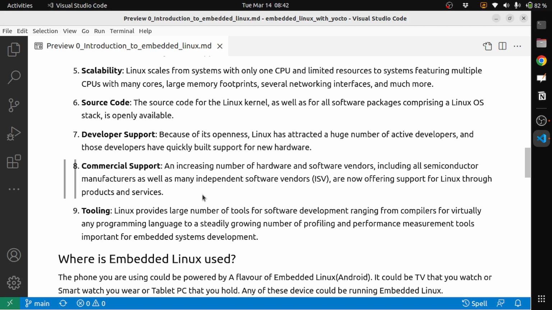Commercial support: an increasing number of hardware and software vendors, including all semiconductor manufacturers as well as many independent software vendors, are now offering support for Linux through products and services. Tooling: Linux provides a large number of tools for software development, ranging from compilers for virtually any programming language to a steadily growing number of profiling and performance measurement tools important for embedded systems development, which we will use in our development for embedded systems.